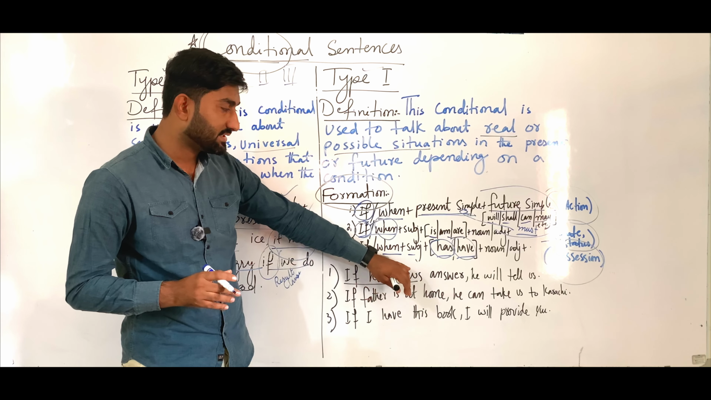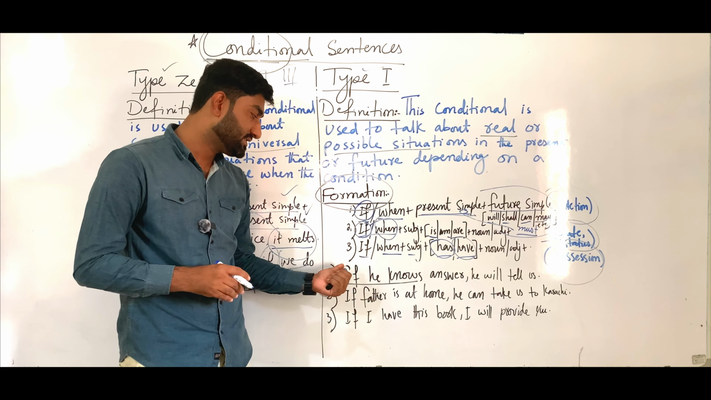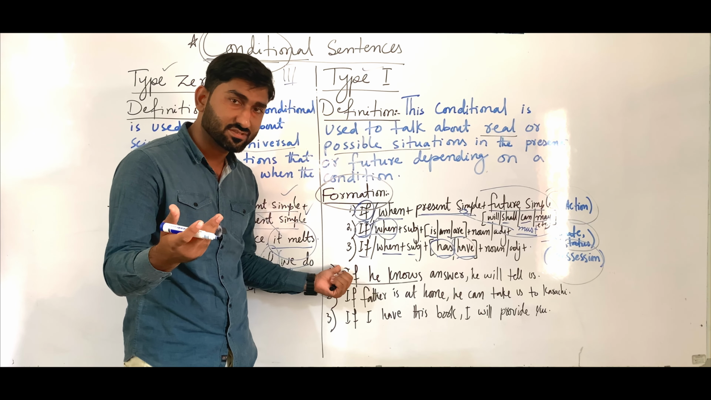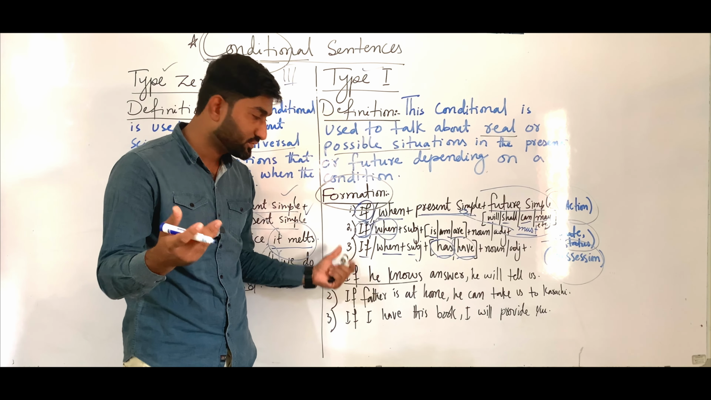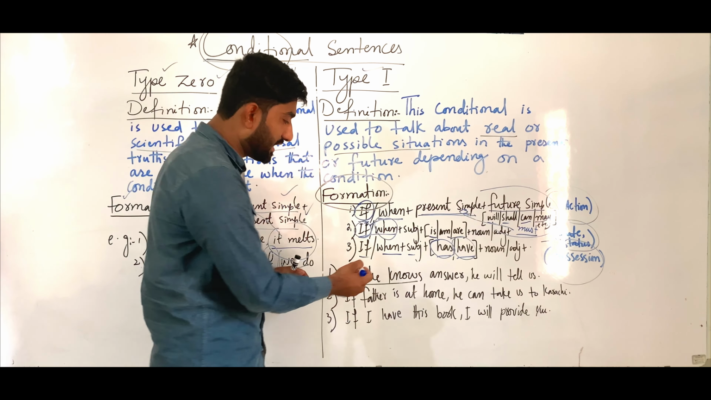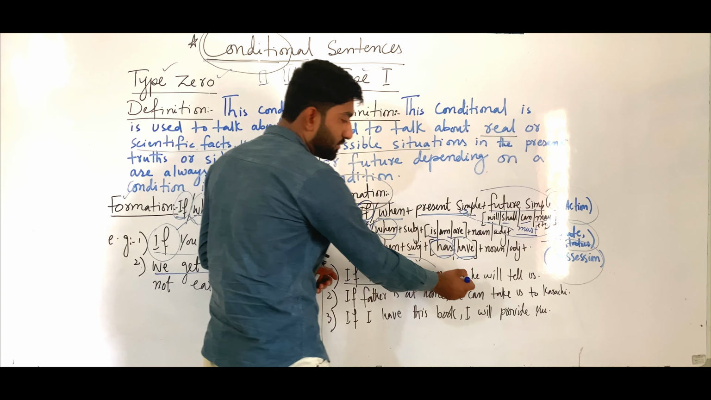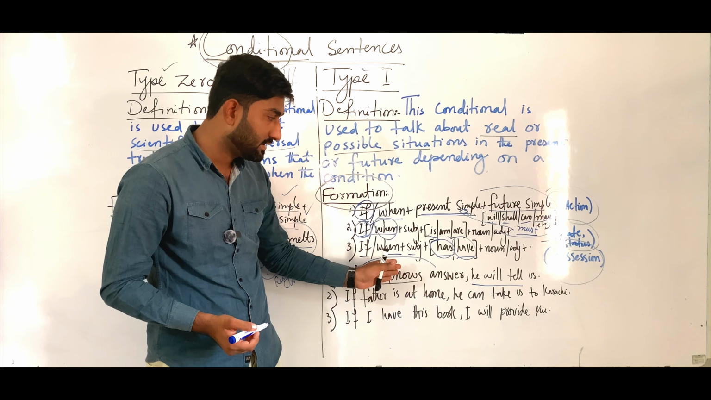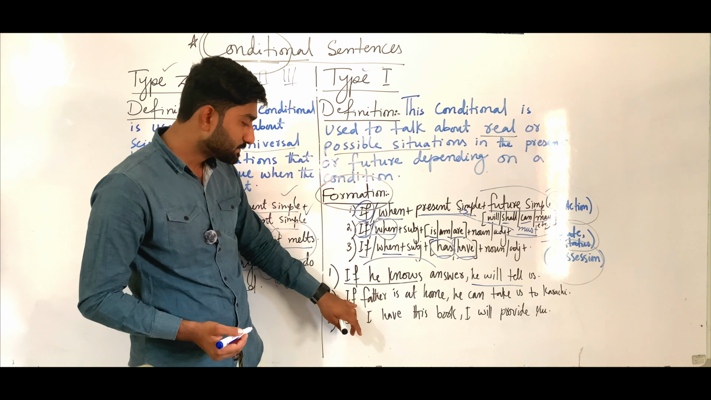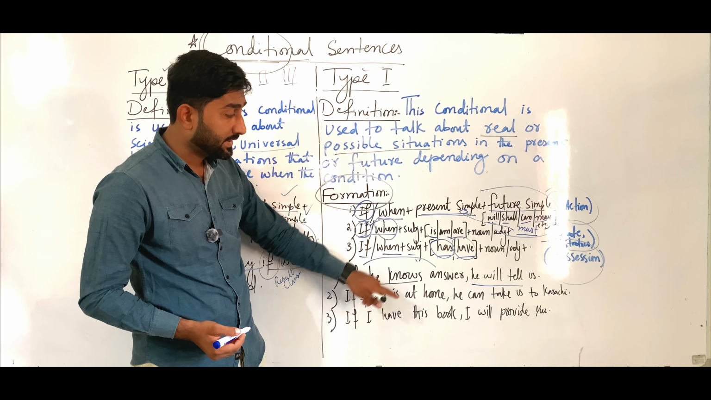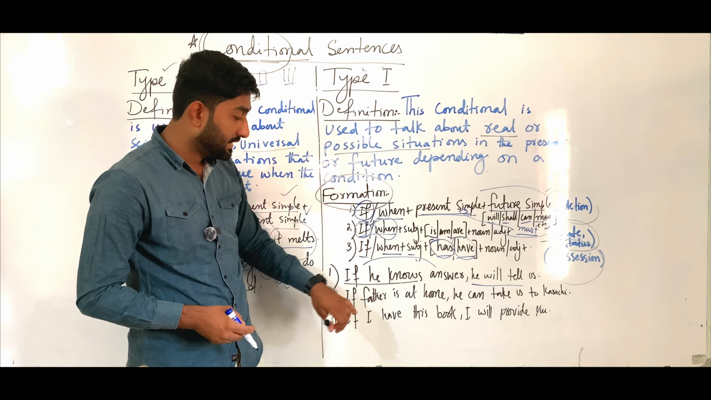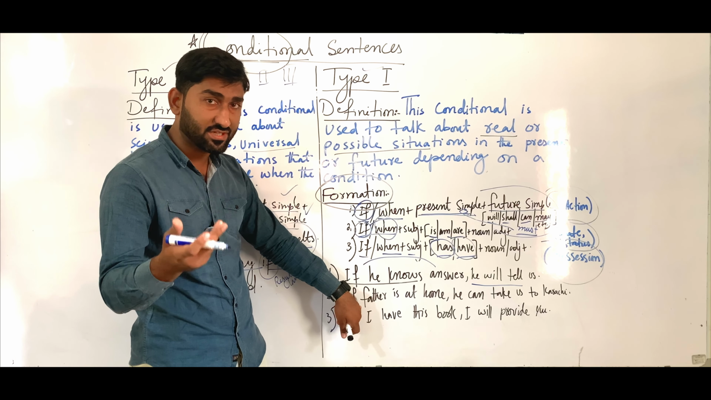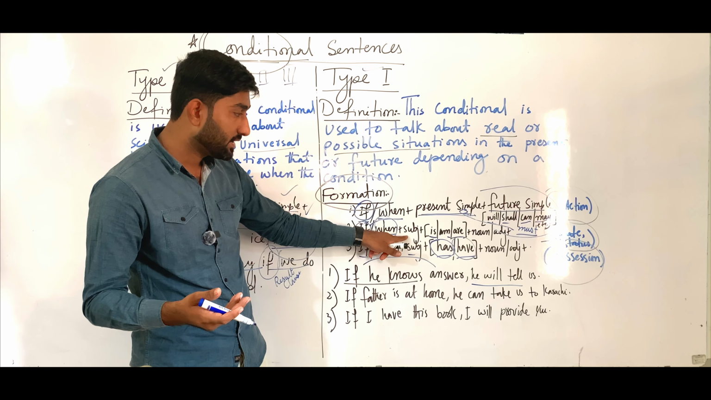If he knows the answer, he will tell us. Now this is for action, position or status. What do you say, dear listeners? So this one is for action because I have used present simple first and I have used future here. So this talks about an action. It's an action sentence. If father is at home, he can take us to Karachi. Now this one is for status, presence, absence or action. So this one is for action.